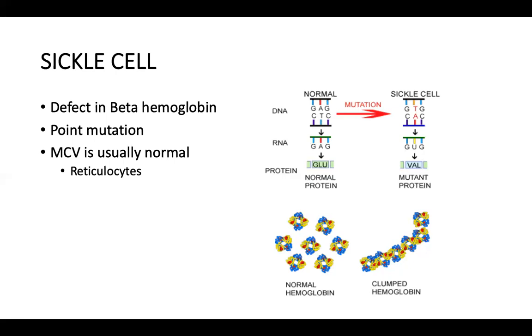That's not important, but that 1 point mutation causes the hemoglobin to be clumped, and it causes patients with sickle cell disease to have a sickle-shaped red blood cell. Now, in sickle cell disease, sickle cell traits, and sometimes in disease, the reticulocytes are increased, and therefore your MCV can be totally normal. And so you must remember this.